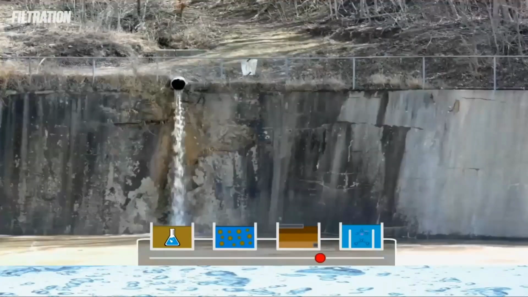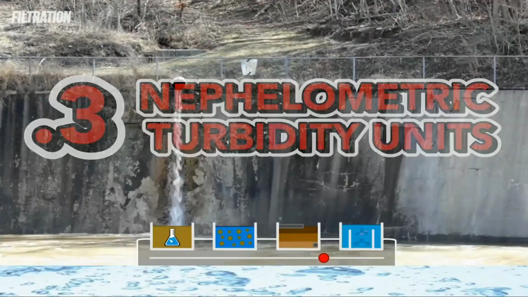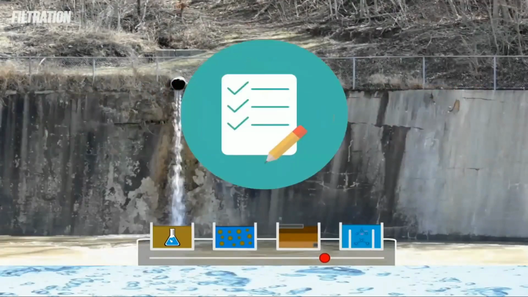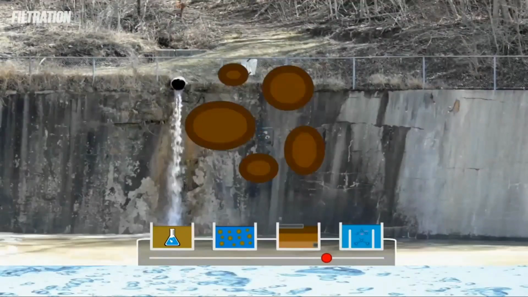Water flowing out of sand filters will need to have a clarity of around less than 0.3 nephelometric turbidity units, or NTU. Try saying that 3 times fast. Or whatever local code is used for water clarity. This measurement is essentially just a way to determine the number of particles still remaining in the water, or turbidity.